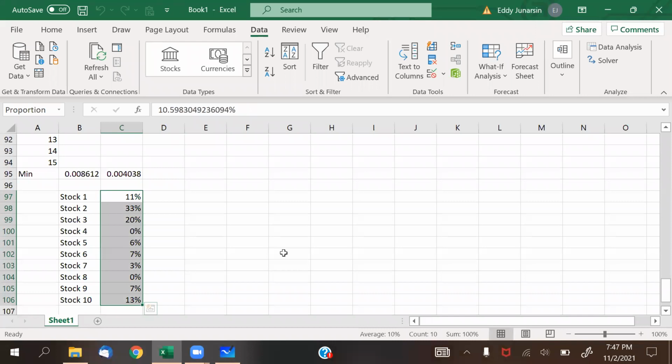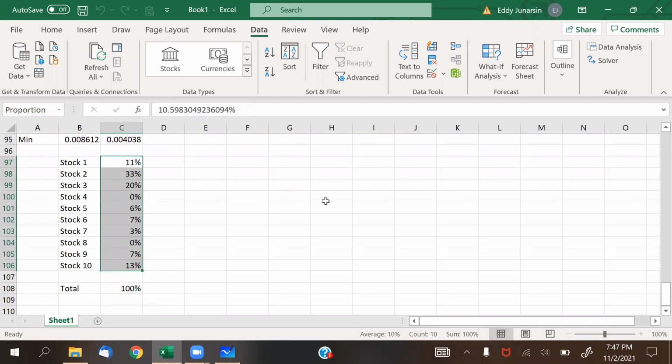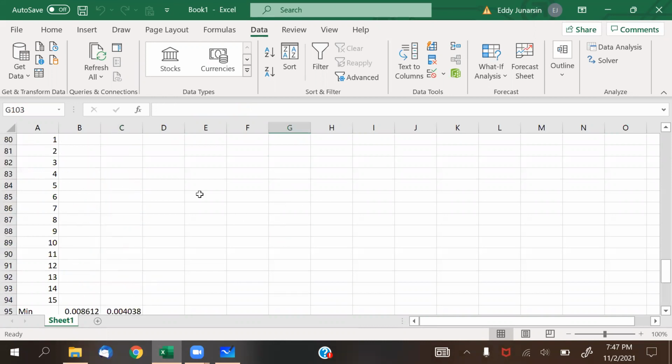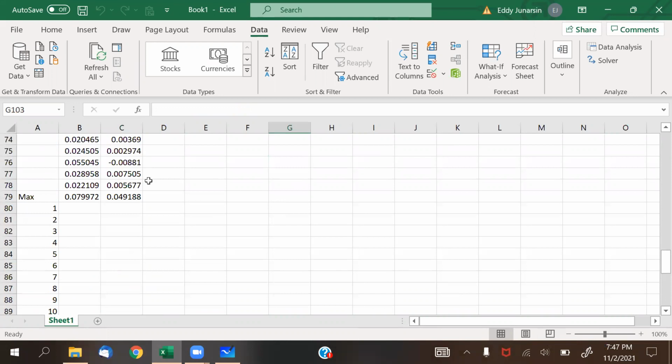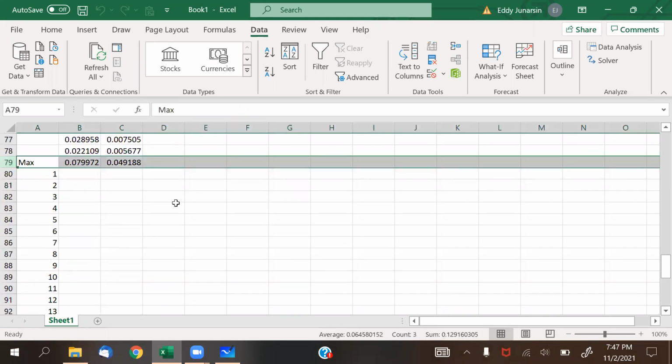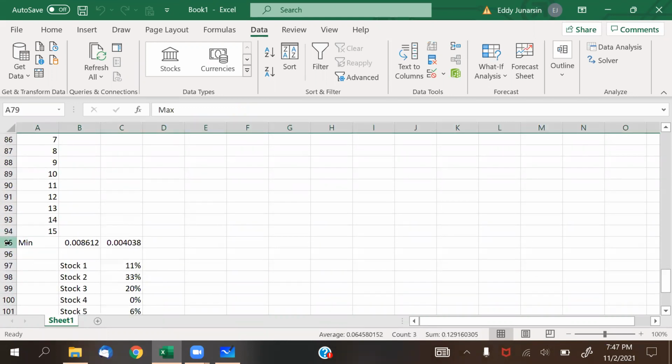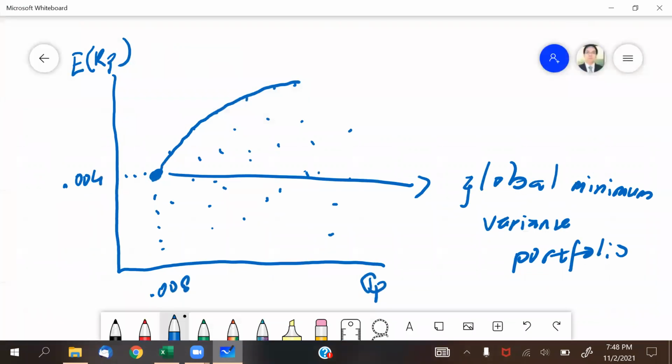How do we know it? Solver tells us, so we don't calculate by hand. Very easy. And now we can fill the blank. You see, we got the maximum estimate and the minimum estimate. So again, we got the maximum estimate and the minimum estimate. Now we just fill the blank.